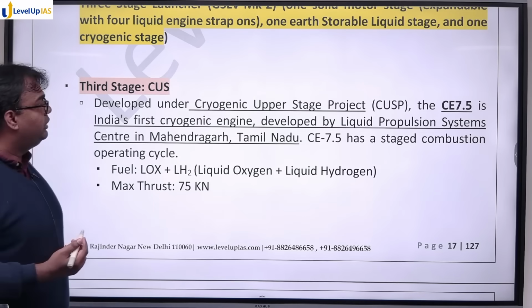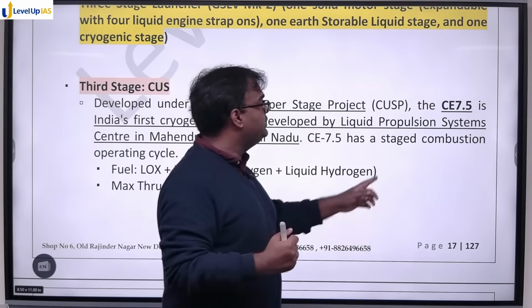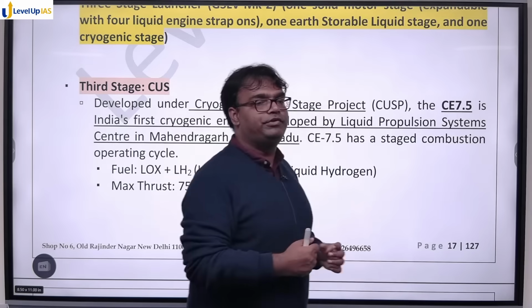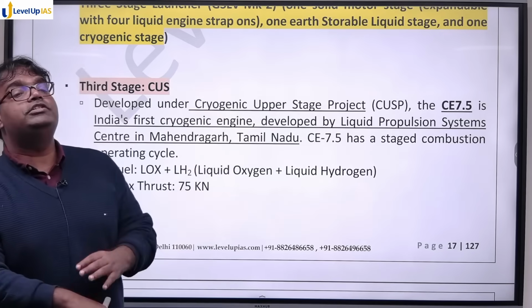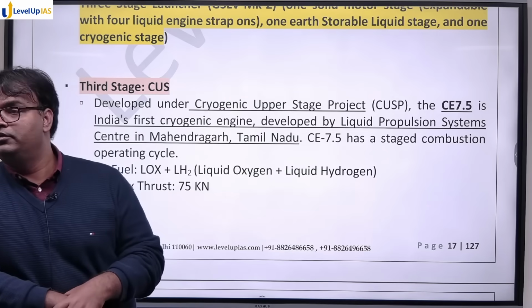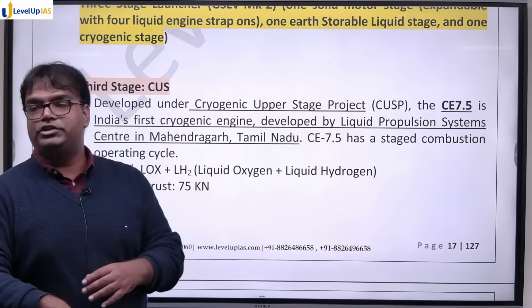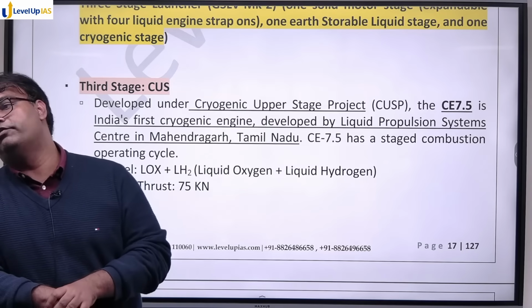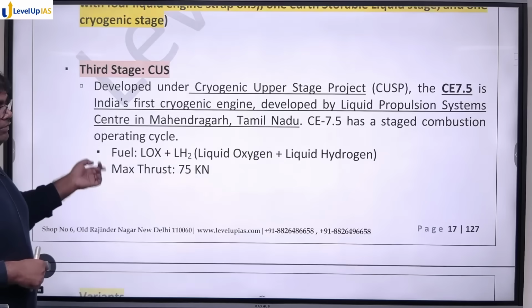What do we use? Cryogenic engine. Initially in GSLV Mark II, the engines that we used was CE 7.5. CE 7.5. So first, initially we used engines that we got from Russia. We were not able to develop our own engines. Then by reverse engineering of Russian engines, we developed CE 7.5. So in GSLV Mark II, we used CE 7.5.